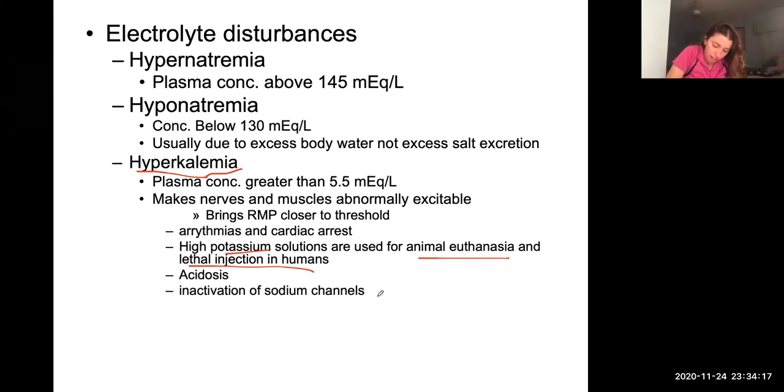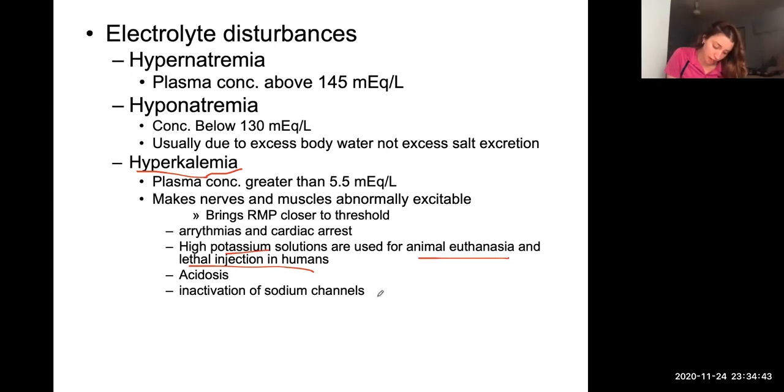So what I want you to get in your head is that hyperkalemia causes acidosis over time, because when you have an excess of potassium ions, the potassium ions will bind to the receptors instead of the hydrogen ions. And this will cause a buildup of hydrogen ions in the blood, and this can cause acidosis.